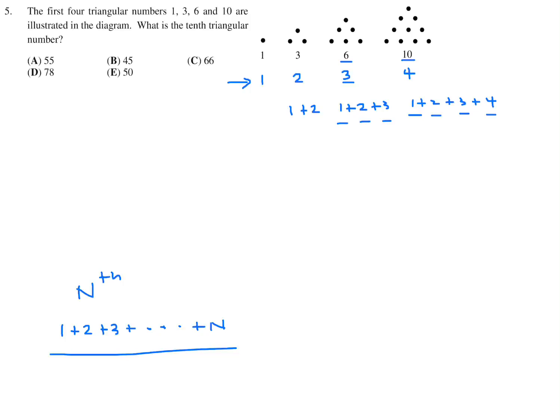So they want us to figure out the 10th one. So the 10th triangular number would be 1 plus 2 plus 3 plus 4 all the way up to 10, dot, dot, dot. And this equals, if you add all these numbers up, 55. So therefore the answer for number 5 is A.